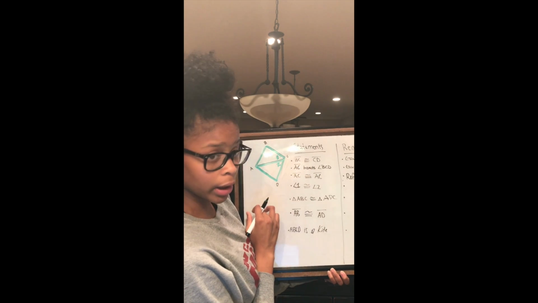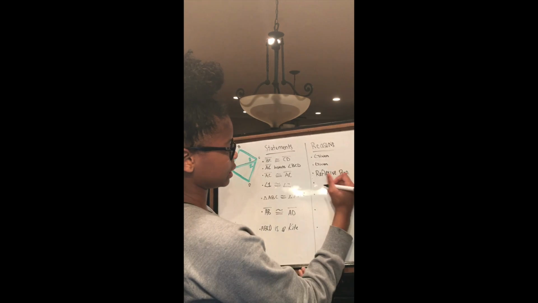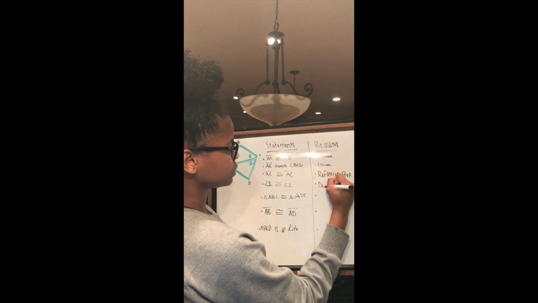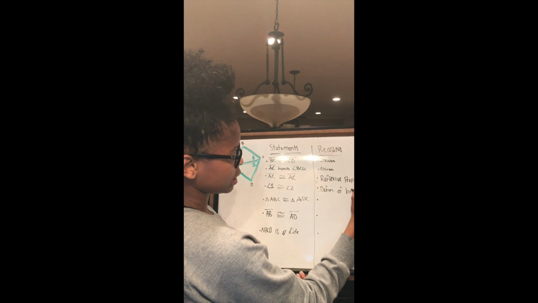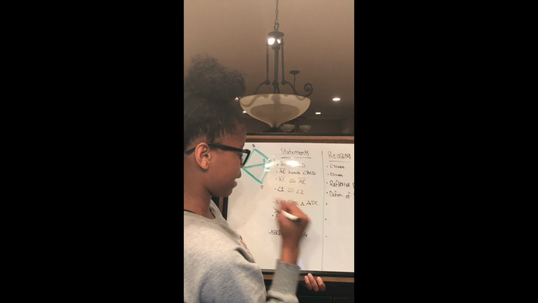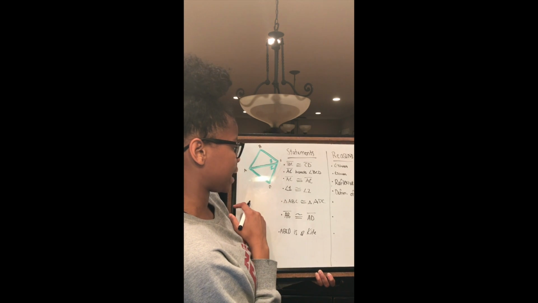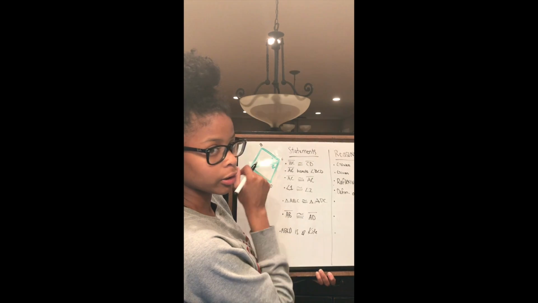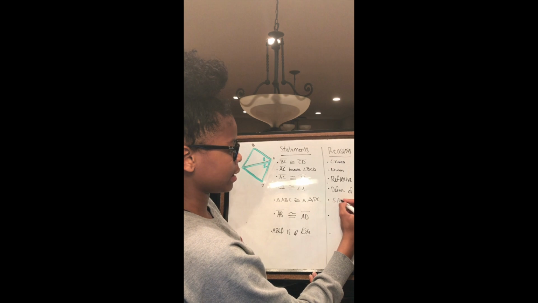Then you have angle 1 is congruent to angle 2. So these two angles are congruent because of the definition of bisect. And then the next statement is that triangle ABC is congruent to triangle ACD. These two triangles are congruent because of side angle side.